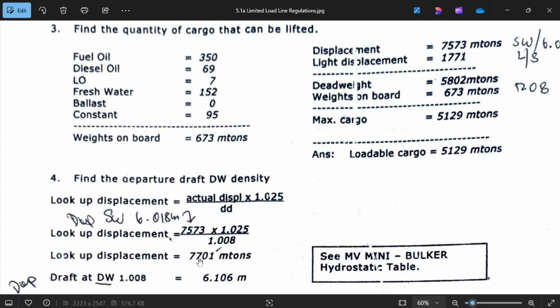Now, the departure displacement of the vessel at berth, in a local berth with a density of 1.008, the departure drop of dock water will be 6.016, okay. So this is how you get the departure drop when you are floating in 1.008. So just take note of this formula, guys. But then I still have my own formula.